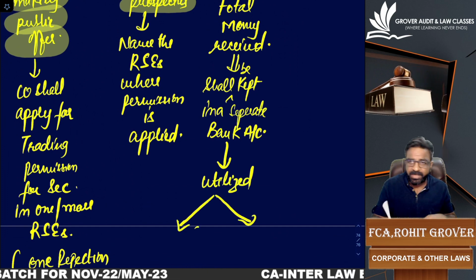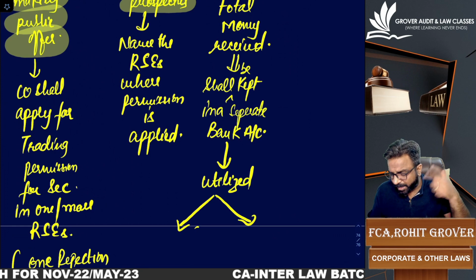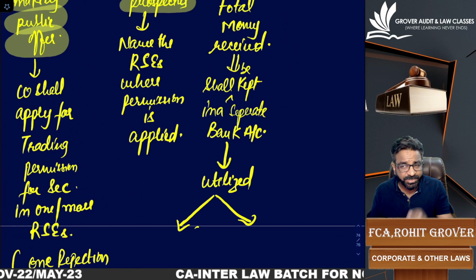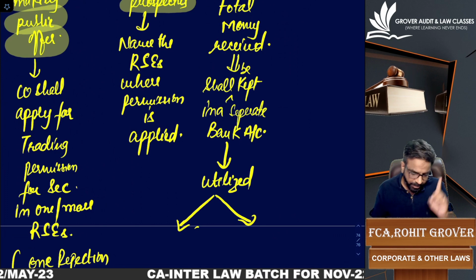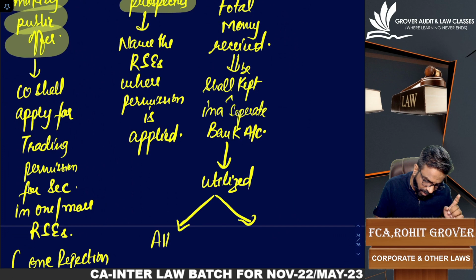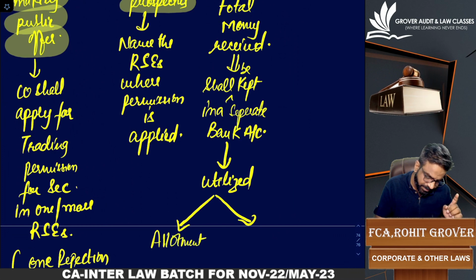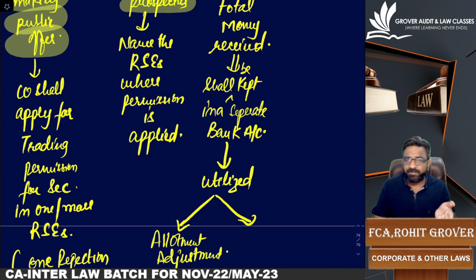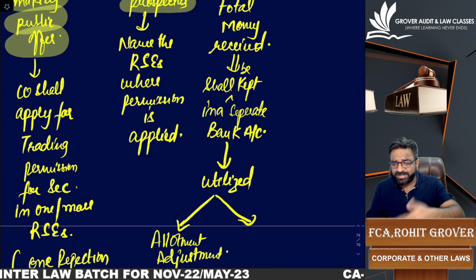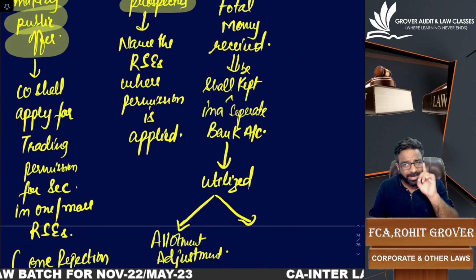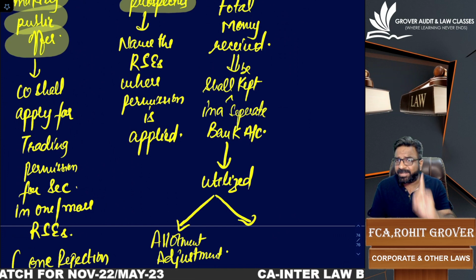What are the 2 purposes? Now tell me, when is the allotment allowed, when the minimum subscription criteria of how much percentage is over? 90%. Yes, so it can be utilized for two purposes. What is purpose number one? Allotment adjustment. If the allotment is over, you can adjust this money with the allotment money, final call money and application money. No problem. You can touch it only when the allotment is over.